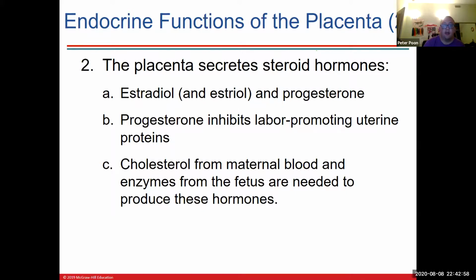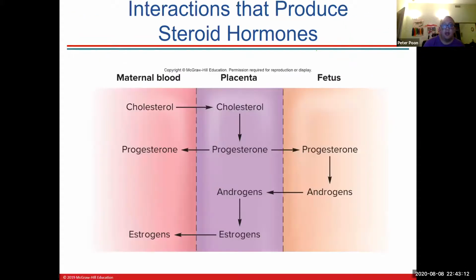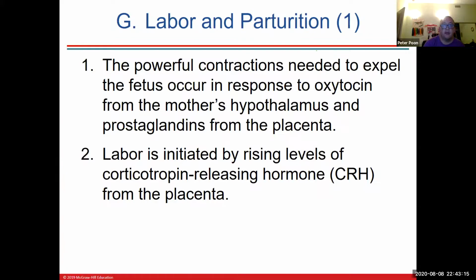Okay. So like I said, this is for growth. The progesterone inhibits the labor-promoting uterine proteins. All right. So powerful contractions needed to expel the fetus occur in response to oxytocin. Okay. So what happens? Labor is initiated by increasing levels of corticotropin-releasing hormone from the placenta.